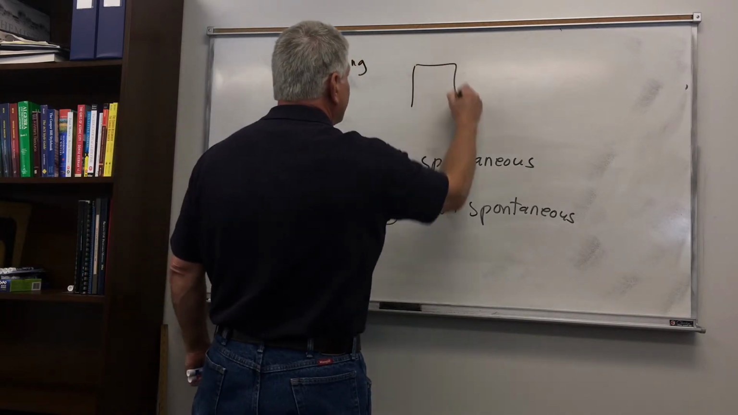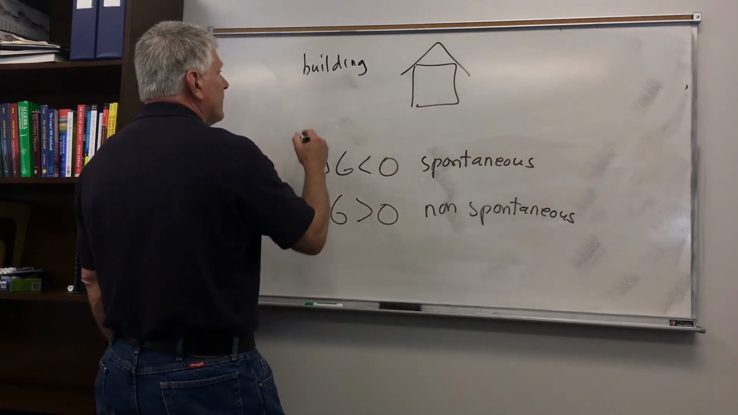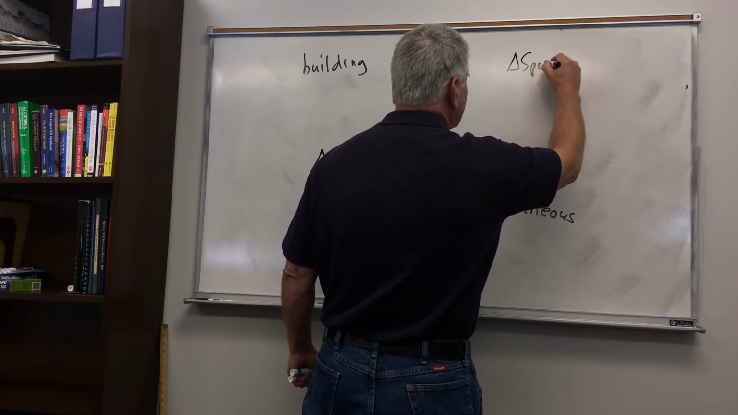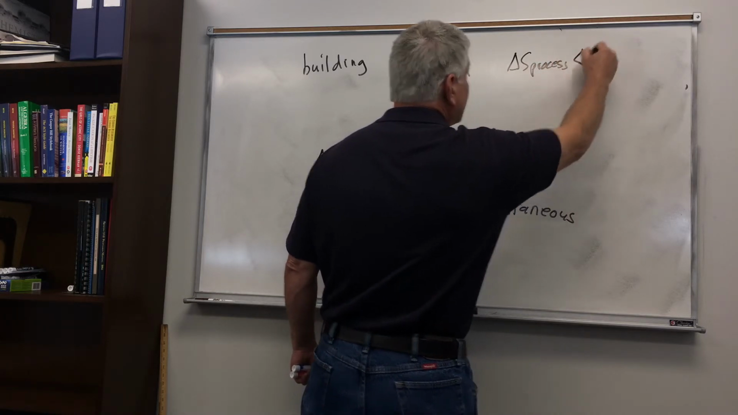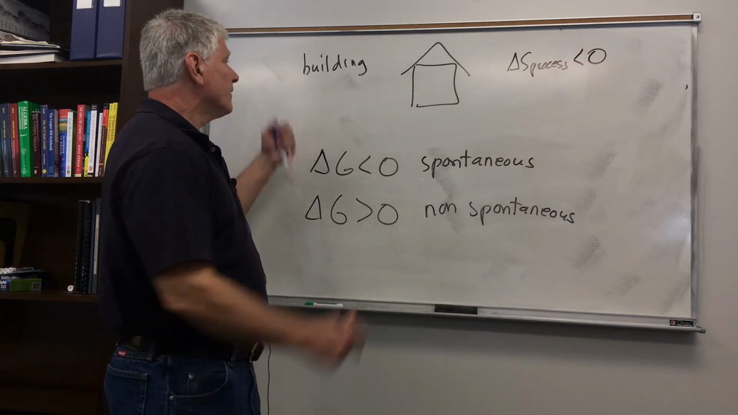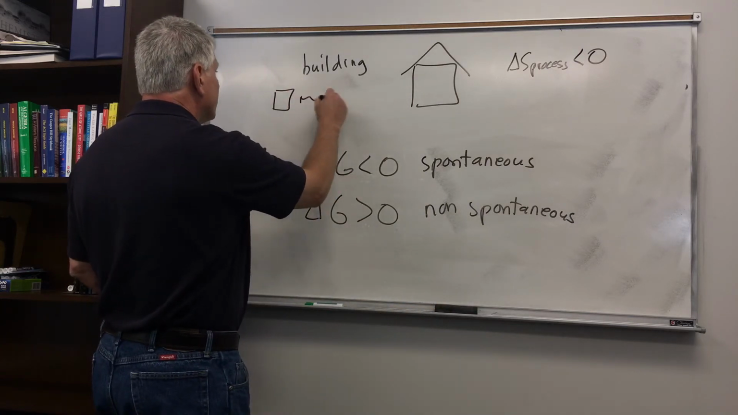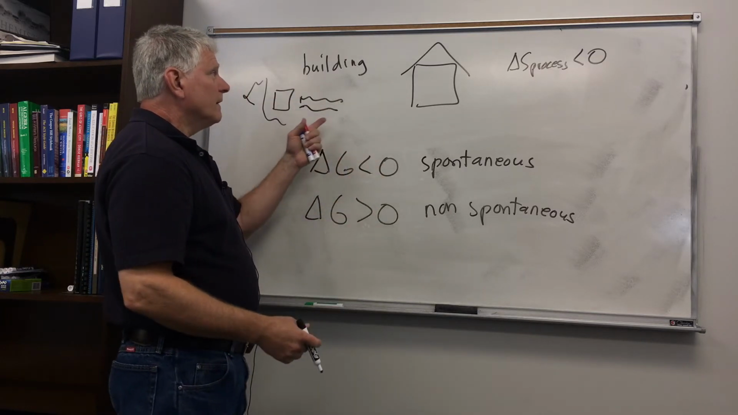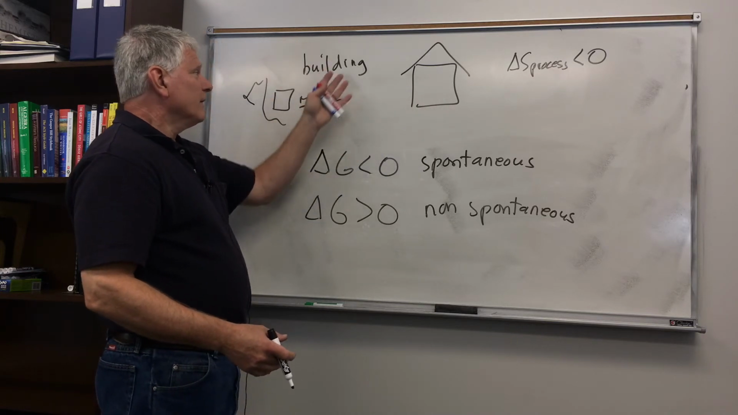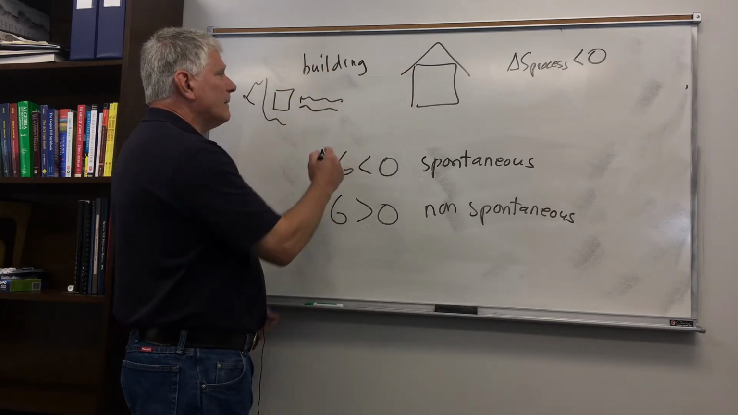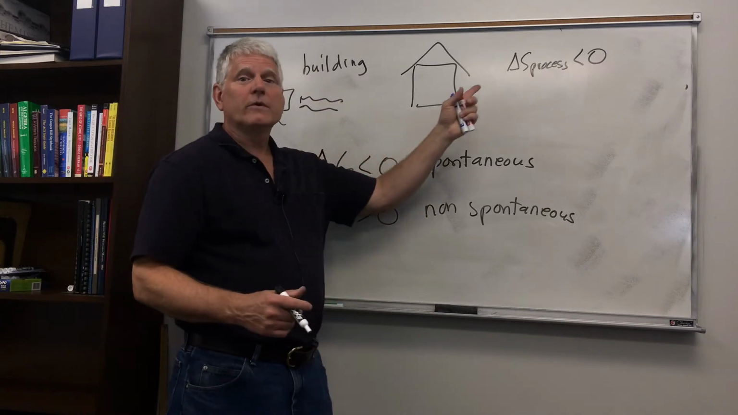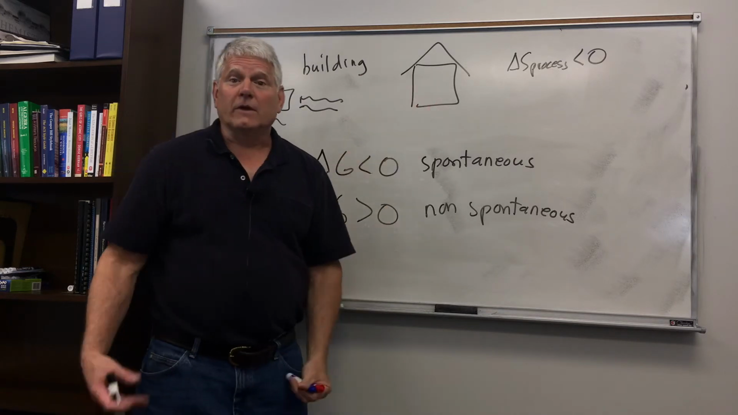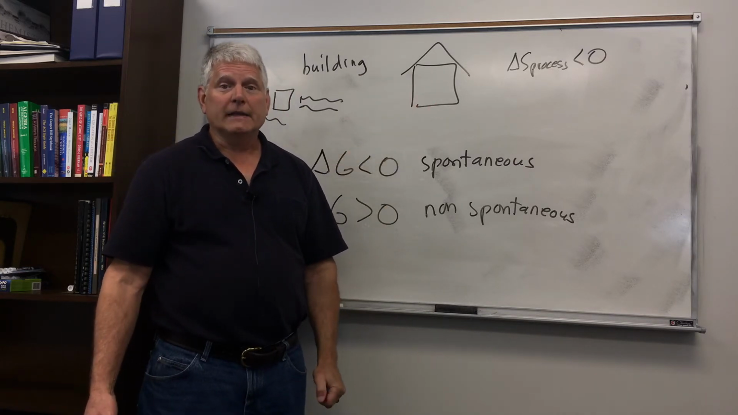We have this nice building here, and delta S for this process is negative. We have ordered all our building materials here. We had sand, concrete, mortar, all this stuff, nails, forms, and we have ordered all these things into a building. So we have created order, so entropy has decreased. But this process occurred, even though it's not spontaneous.